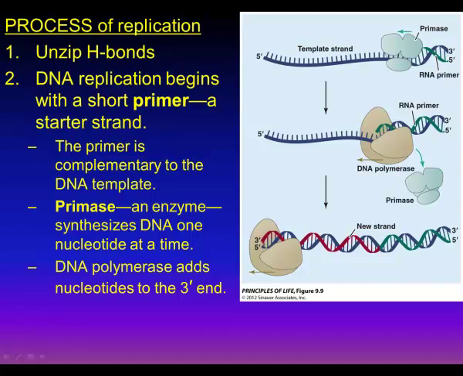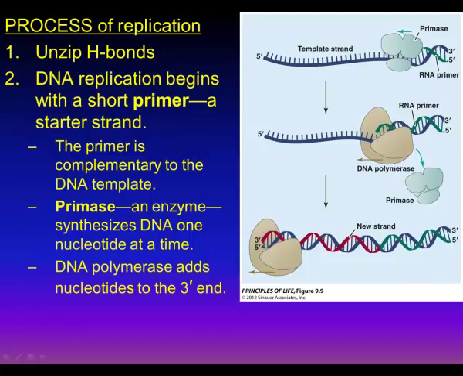As I said previously, the first step is the unwinding of the two parent strands of DNA and separation of the hydrogen bonds between them. This is catalyzed by an enzyme called helicase. The actual replication process begins with a short primer. This is a short bit of RNA that actually starts the process.